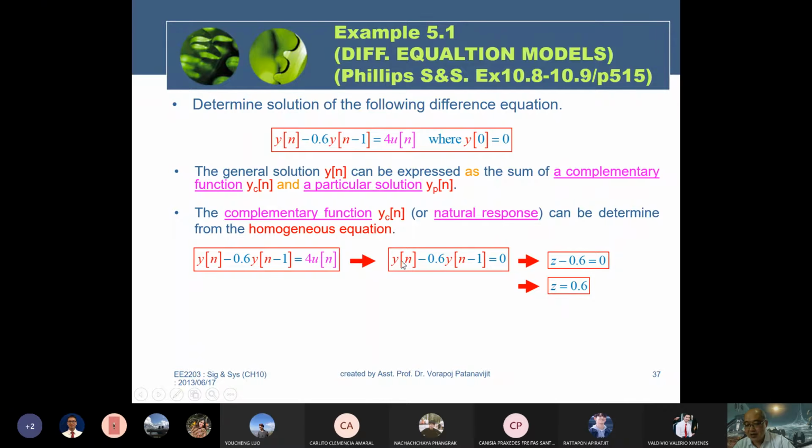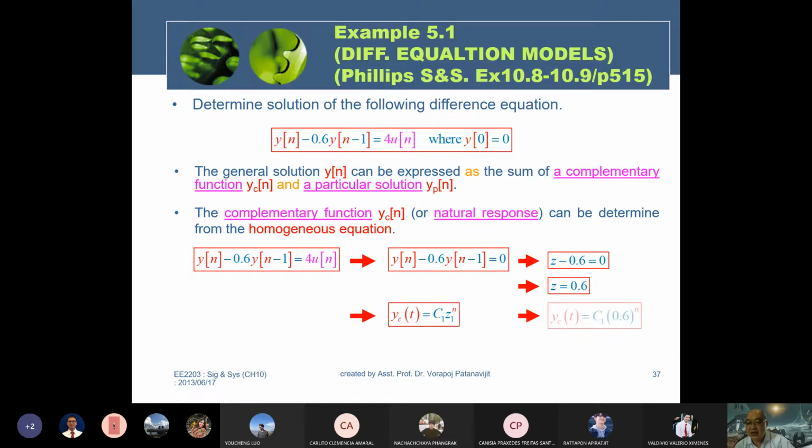The power will be incremented by 1 each step. Yn is here, it will be set power 1. Set power 1 gives you set. Therefore, the characteristic equation will be set minus 0.6 equal to 0. Therefore, set equal to 0.6.